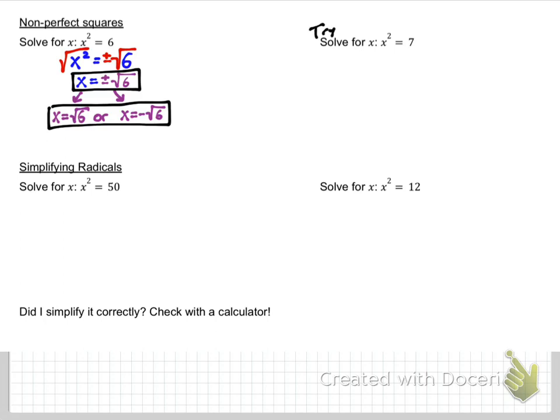Try this next one on your own. All right, did you get it? X squared equals 7. Take the square root of both sides, and x is plus or minus root 7.